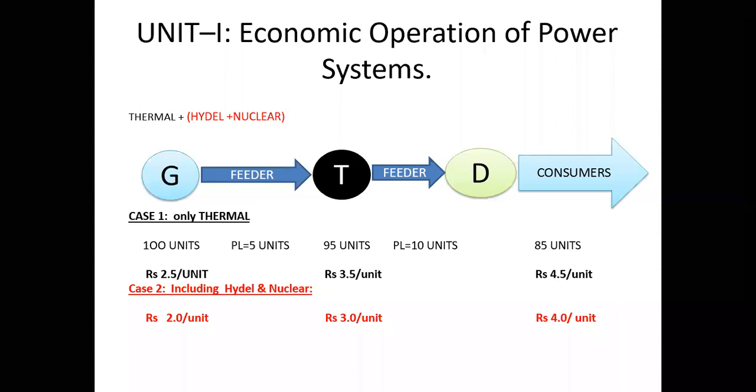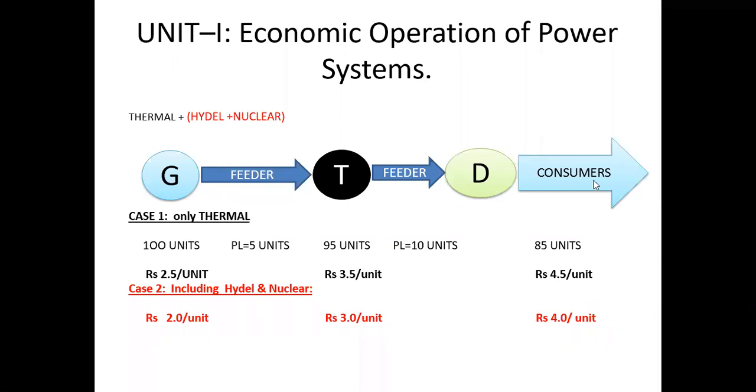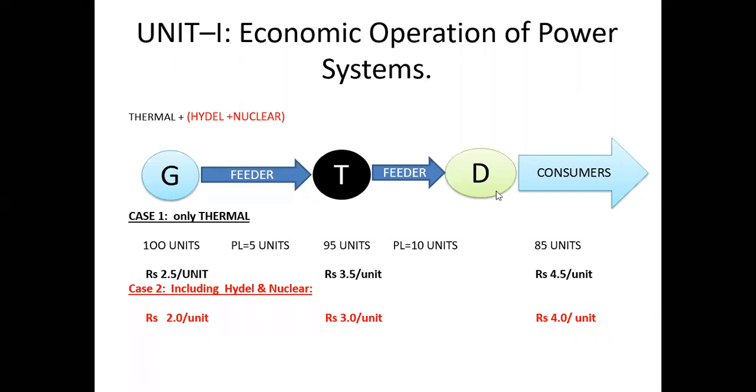In this one, we have generation, transmission, and similarly distribution, and at the end we have consumers. In between generation and transmission, one feeder is there. Similarly, in between transmission and distribution, one more feeder is also there. Simply we can say those lines are transmission lines.